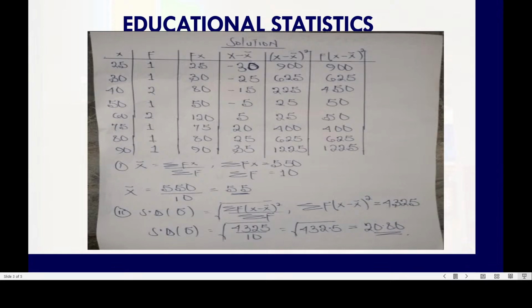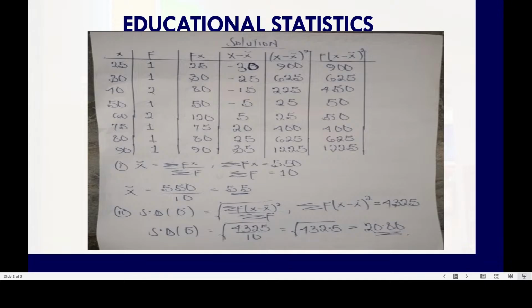It is the mean. So you say 25 minus, which is the x, minus x bar, which is my s bar, 55. 25 minus 55 will give you minus 30. 30 minus 55 gives you minus 25. 40 minus 55 gives you minus 15. You do it like that continually till you get to 90.